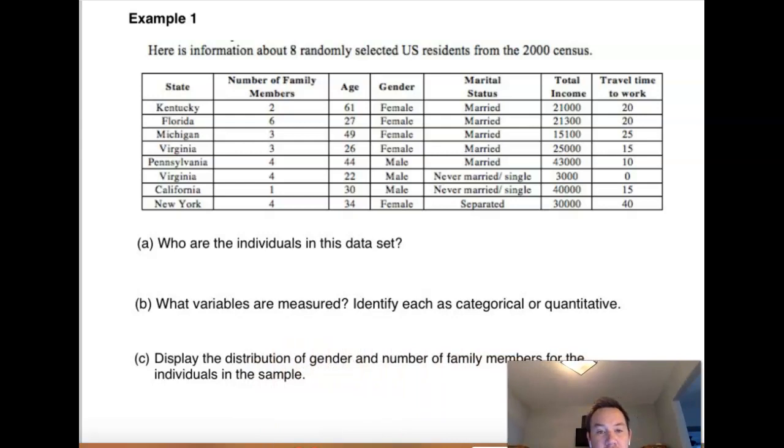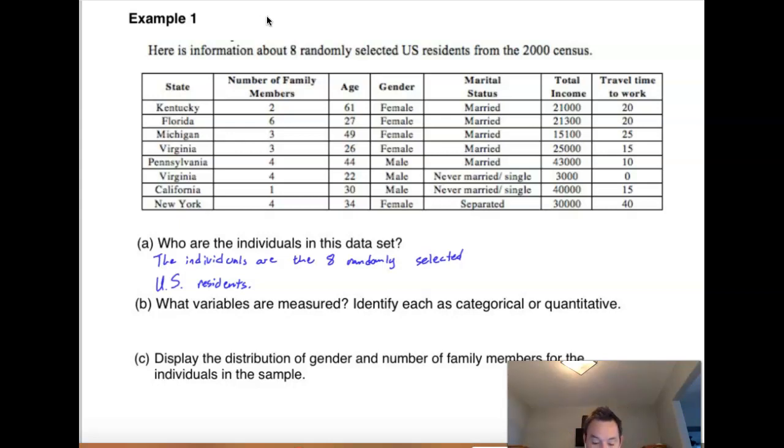So here's information about 8 randomly selected US residents from the 2000 census. What are the individuals in this data set? I said the individuals are the 8 randomly selected US residents. So next question, what variables are measured and identify each as categorical or quantitative?